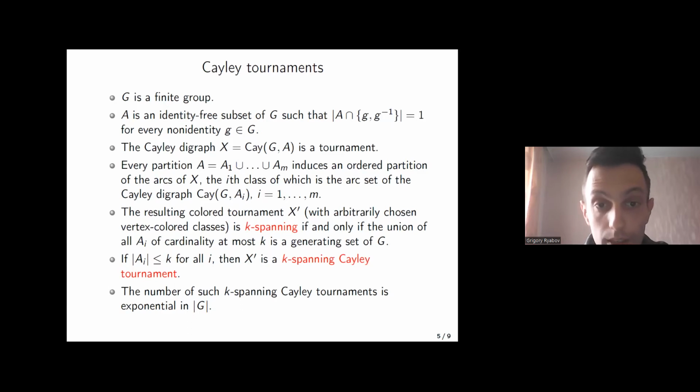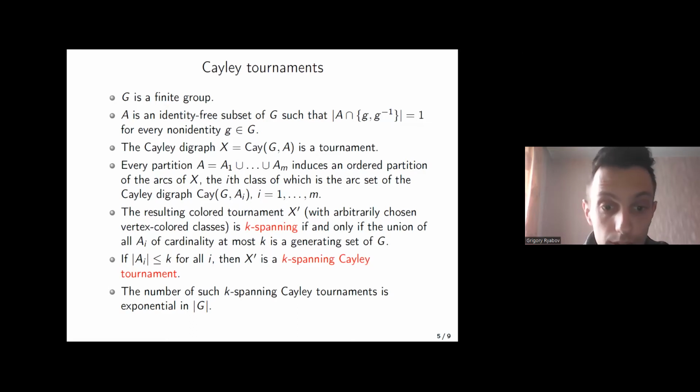Every partition of the set A, say A1, ..., AM, induces an ordered partition of the arcs of X, where the i-th class is the arc set of the Cayley digraph over G with connection set Ai, where i runs from 1 to M. And the resultant colored tournament, say X prime, with arbitrarily chosen vertex color classes, is k-spanning if and only if the union of all elements of the partition of size at most k is a generating set of G. In particular, if all elements of our partition are of size at most k, then our colored digraph X prime will be a k-spanning Cayley tournament.